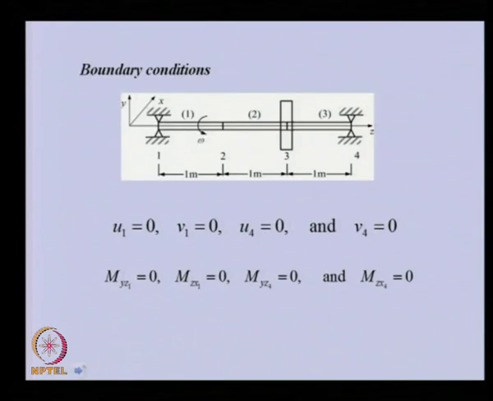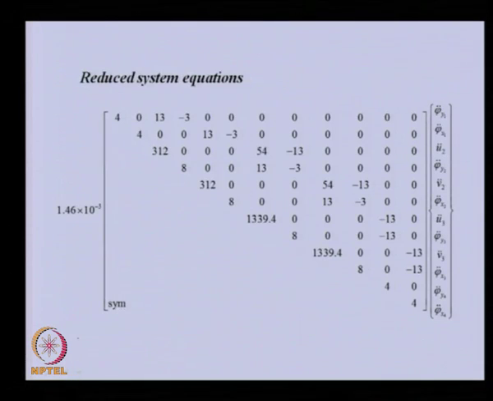Now, boundary condition of the problem. So, here simply supported boundary conditions are there. So, displacement in horizontal and vertical direction will be 0. Similarly, here at node 4, displacement in horizontal and vertical direction will be 0. Corresponding moments are also 0 at these locations. So, that means these boundary conditions we can apply in the previous equation, and this is the reduced form of the equation.